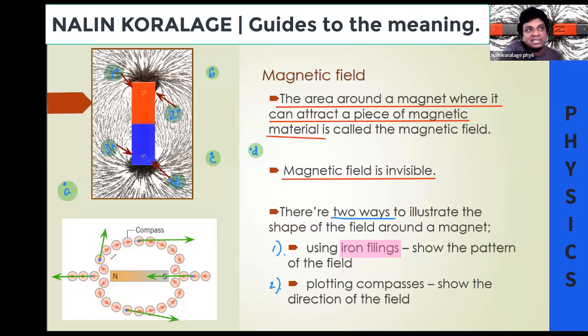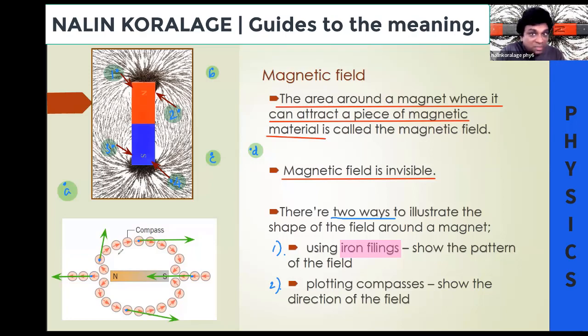So if we consolidate what we discussed and absorbed from this explanation, what is meant by a magnetic field is the region or the area around a magnet where a magnetic material can be attracted by the magnet. Basically that's the idea. And then, how can we get to know about the invisible magnetic field? Magnetic fields are invisible, we can't see them, they are out of our sight.